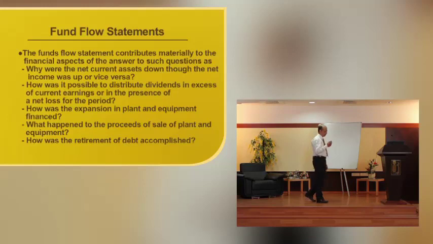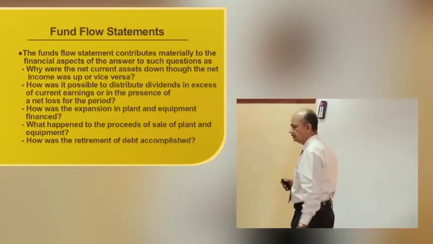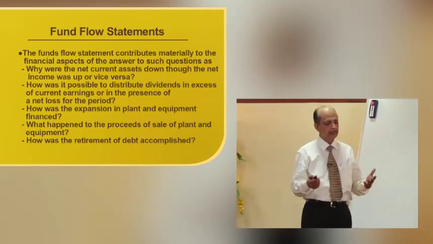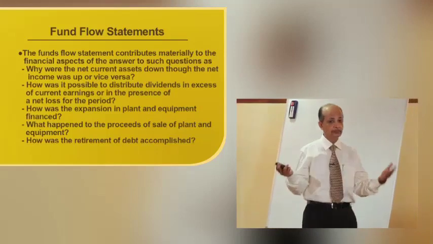As a banker, the first question is: why were the net current assets down when net income was up, and vice versa. These things can be understood while analyzing this fund flow statement. Another area is: how was it possible to distribute dividends in excess of the current earnings or in the presence of a net loss? This is another question: how can the unit pay a dividend when it is making a loss?